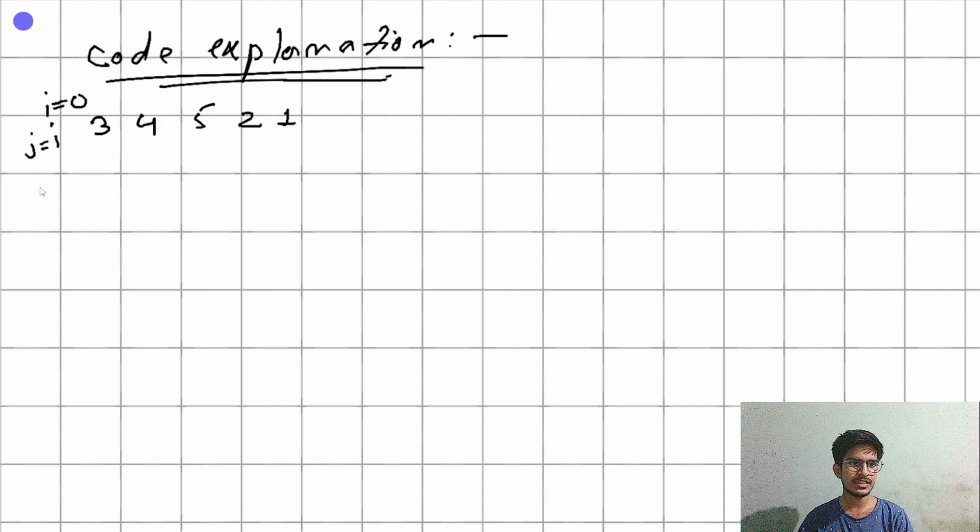So in the first case, j is also equal to 0 because i is equal to 0, right? So in the first case i equals 0 and j is also 0. That means i is pointing here, and j is also pointing here.